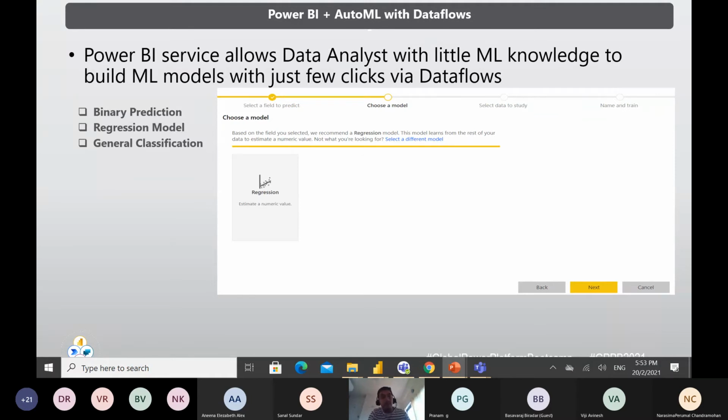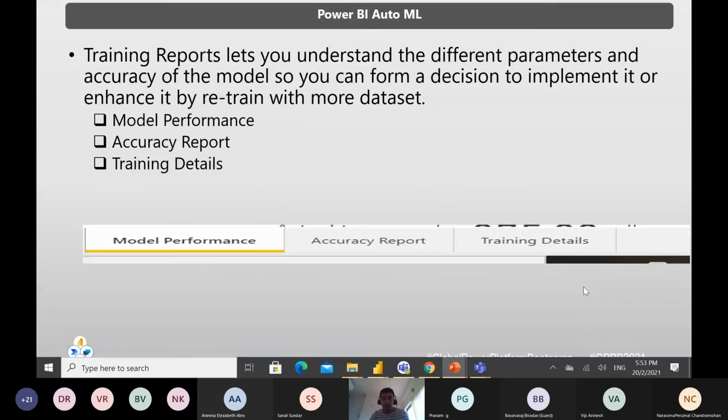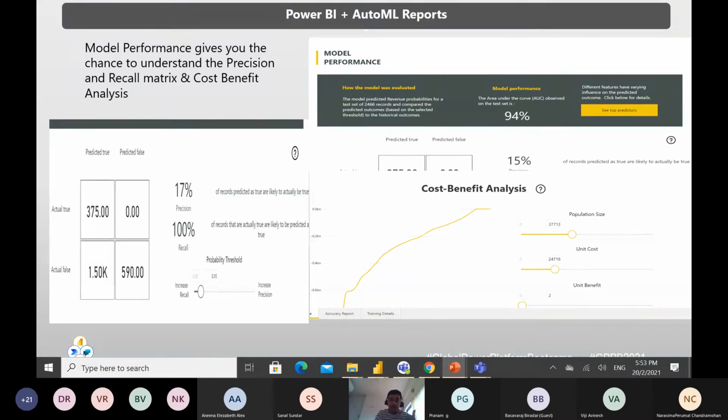So the Power BI AutoML function with dataflows gives you a default prediction model where you can do binary prediction, regression models, and general classification. You can train and test your data model, and once it is done, you can apply these models to different dataflows and datasets. Post the training, it gives you model performance reports, accuracy reports, and training details, including precision and recall metrics, where you can see how much of the prediction can be true, and you can decide on that metric.